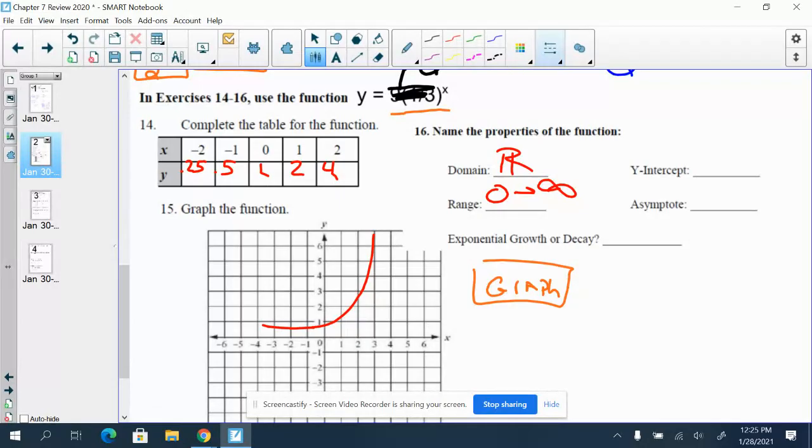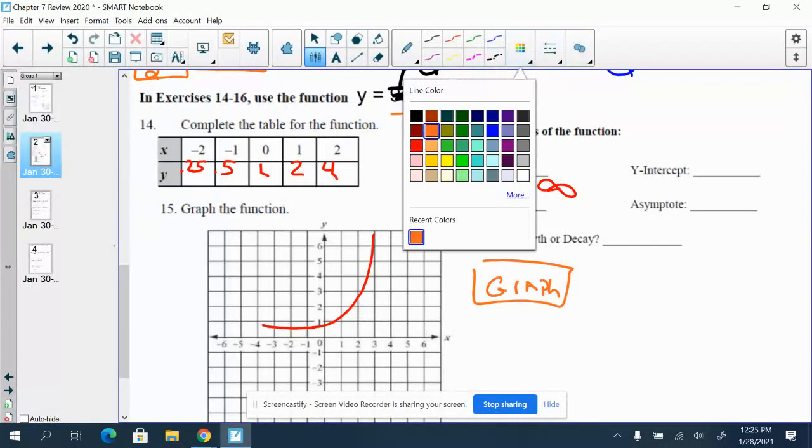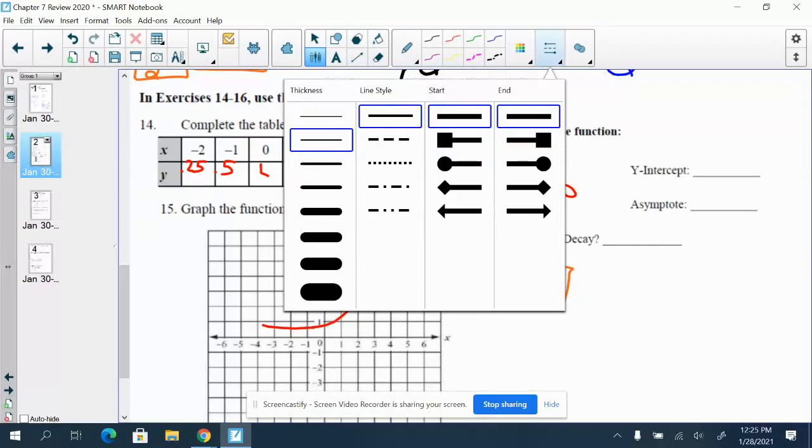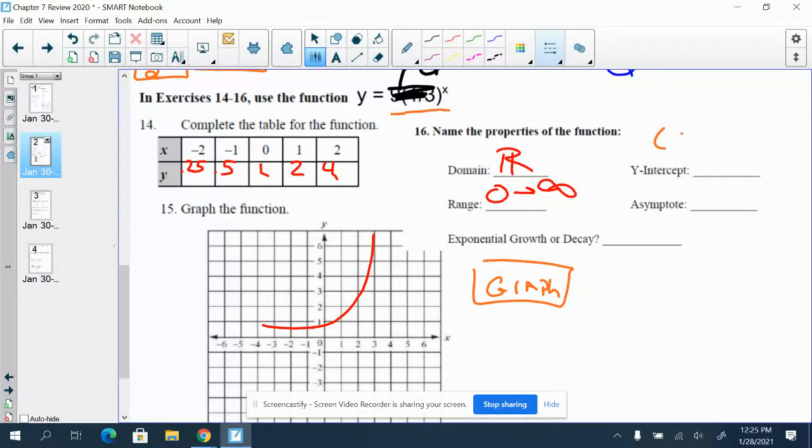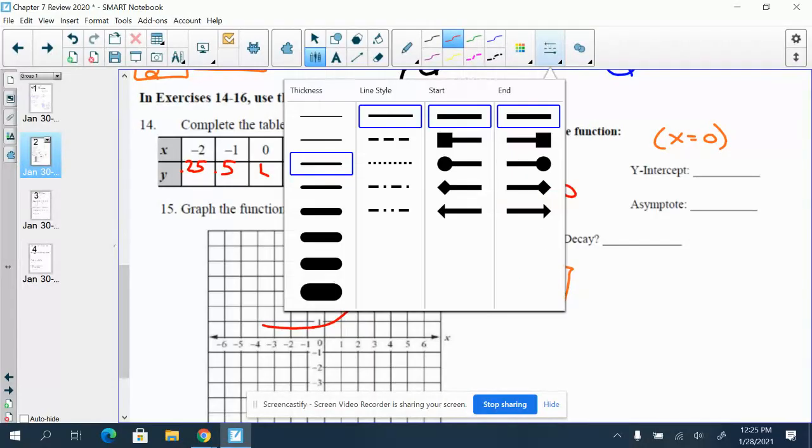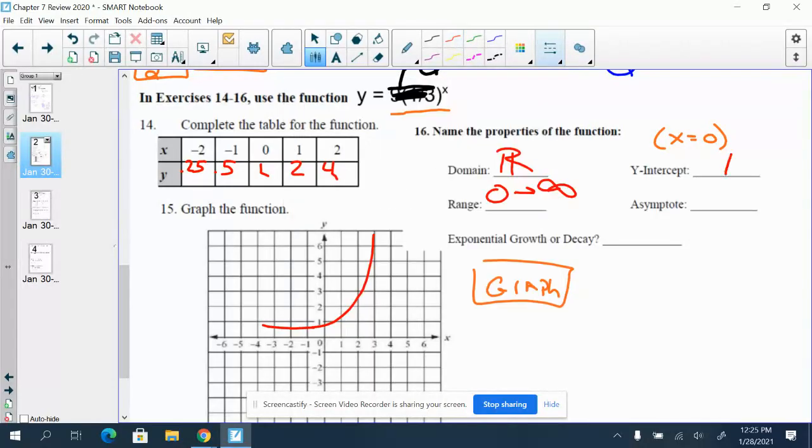Okay? Now the y-intercept. To find the y-intercept, just find out where x is equal to 0. If you go back to your table where you filled it out, this is going to be where x is equal to 0, which you said was 1.